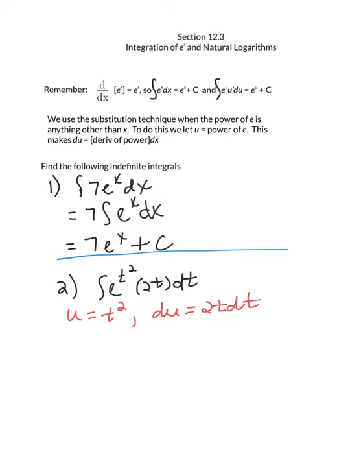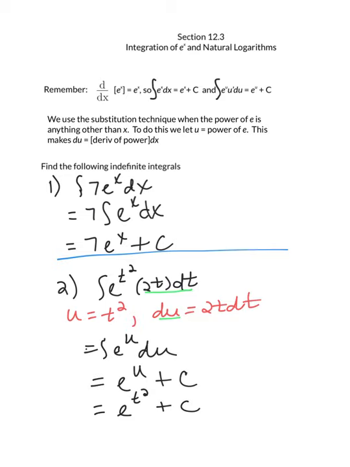So using the substitution technique, we can rewrite our integral as e to the u, and then replace the 2t dt with what it's equal to, du. So it'll be e to the u du. Now we know that that integral just equals e to the u plus c, but we can't leave it with u in it. We have to put back the original power, so it's e to the t squared plus c.